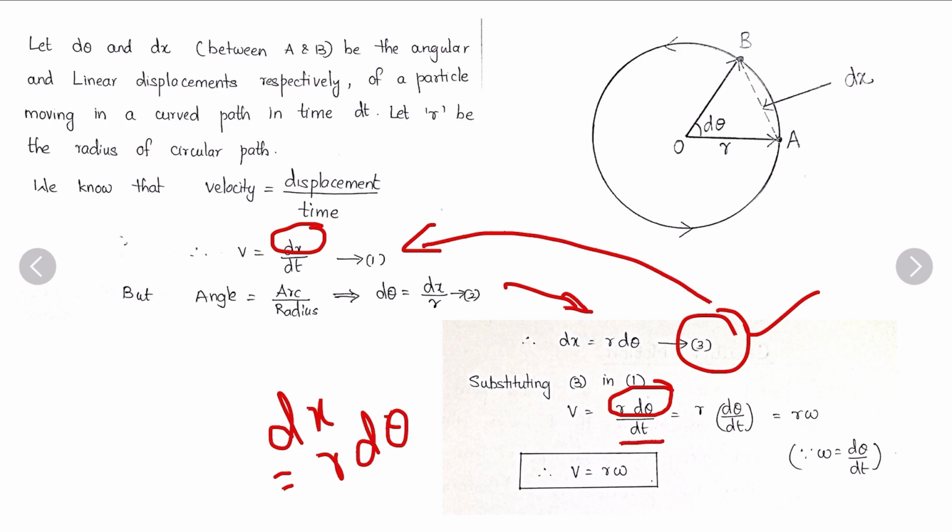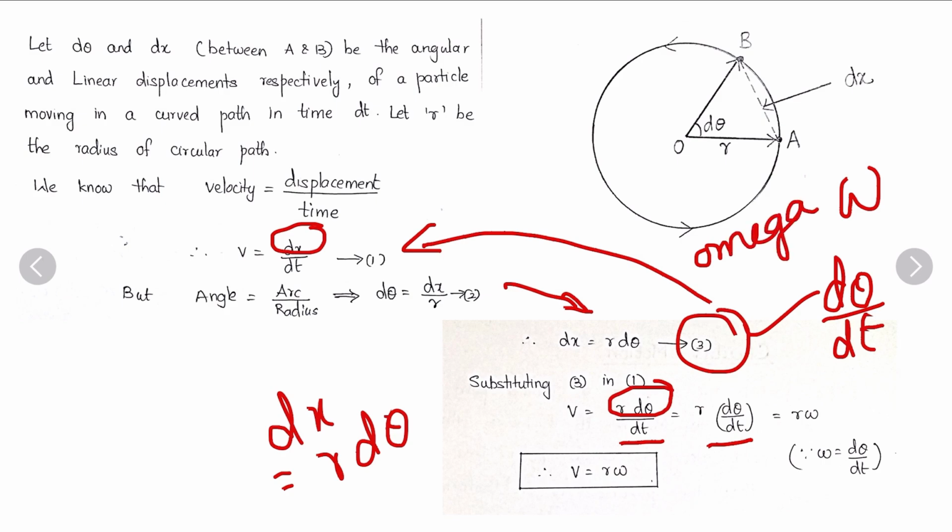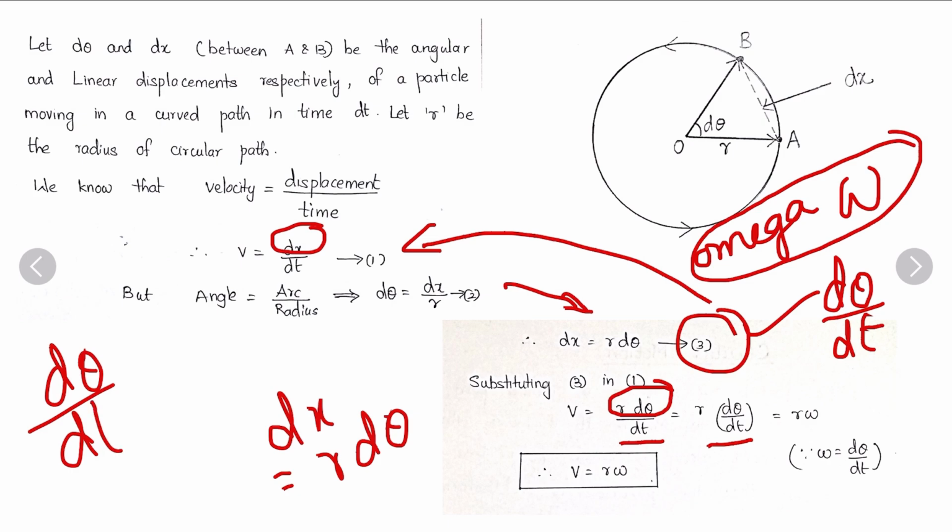We can write this as r d theta by dt, but d theta by dt is called angular velocity, which is given by the Greek letter omega. This is called omega. This is not w, this is the Greek letter omega. So d theta by dt is called angular velocity, that is equal to omega. Therefore, d theta by dt you replace with omega.